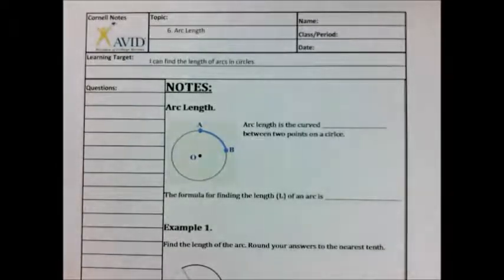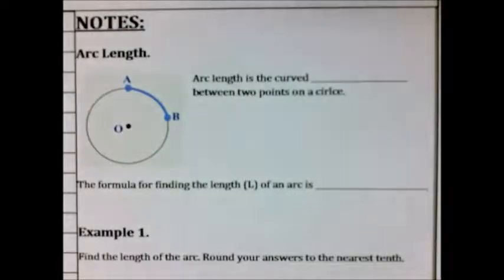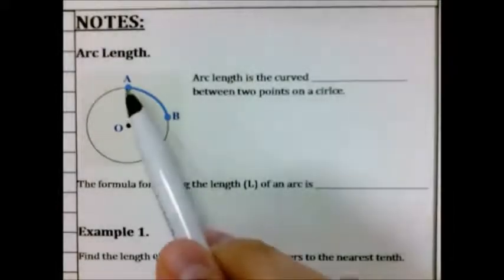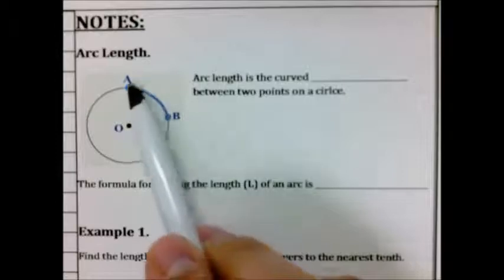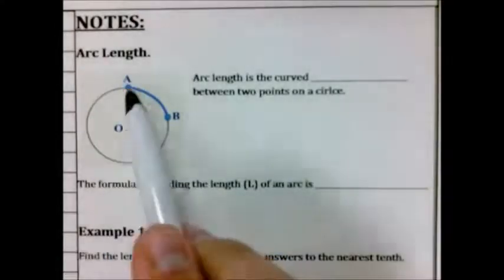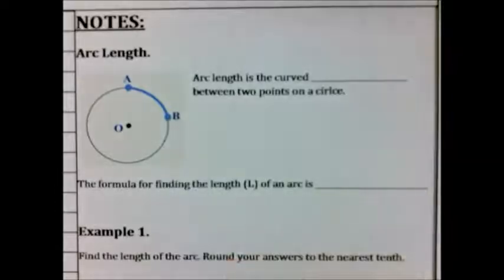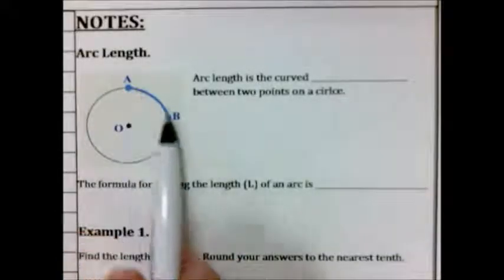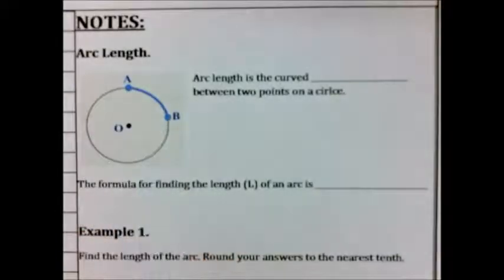Alright, so we're going to talk about arc length now, and your learning target is I can find the length of arcs in circles. When we talk about arc length, what we're talking about is the curved distance between two points on a circle, okay? If you look here, the arc length of this circle is AB. That's what we want to figure out: the length of the distance between A and B, but right along the circumference of the circle.